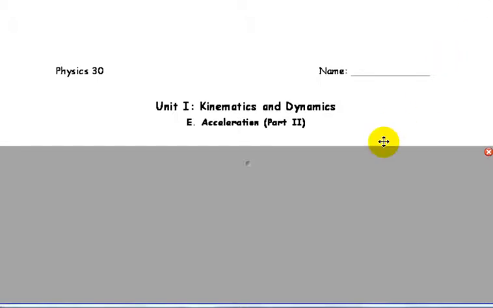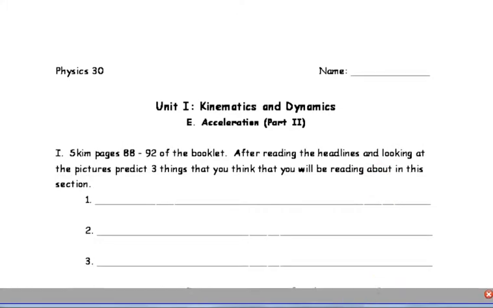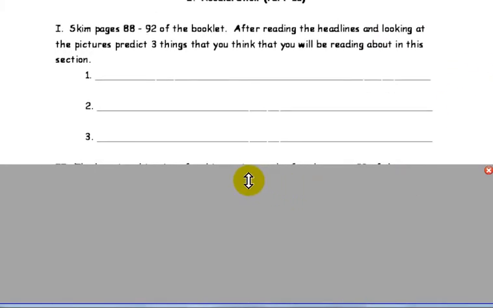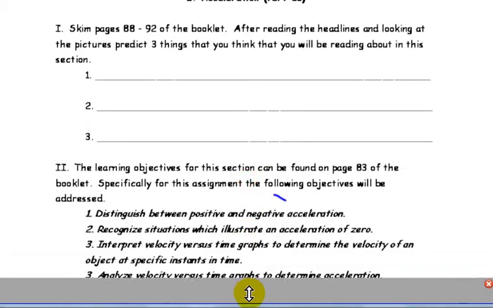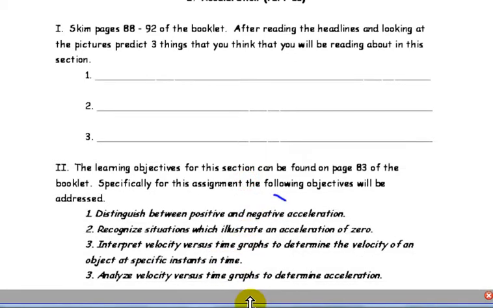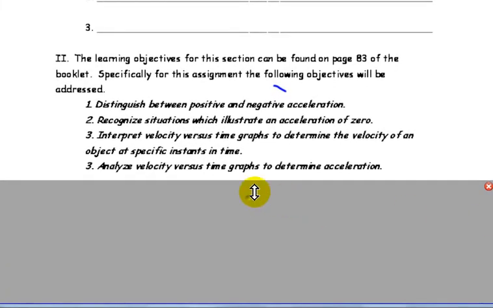Welcome back, Physics 30. We're going to look at part 2 of the acceleration booklets. This deals with pages 88 to 92 of the booklet. We're going to distinguish between positive and negative acceleration, recognize situations in which we look at accelerations of 0, interpret velocity versus time graphs to determine the velocity at a specific instant in time, and also look at velocity time graphs to look at acceleration.